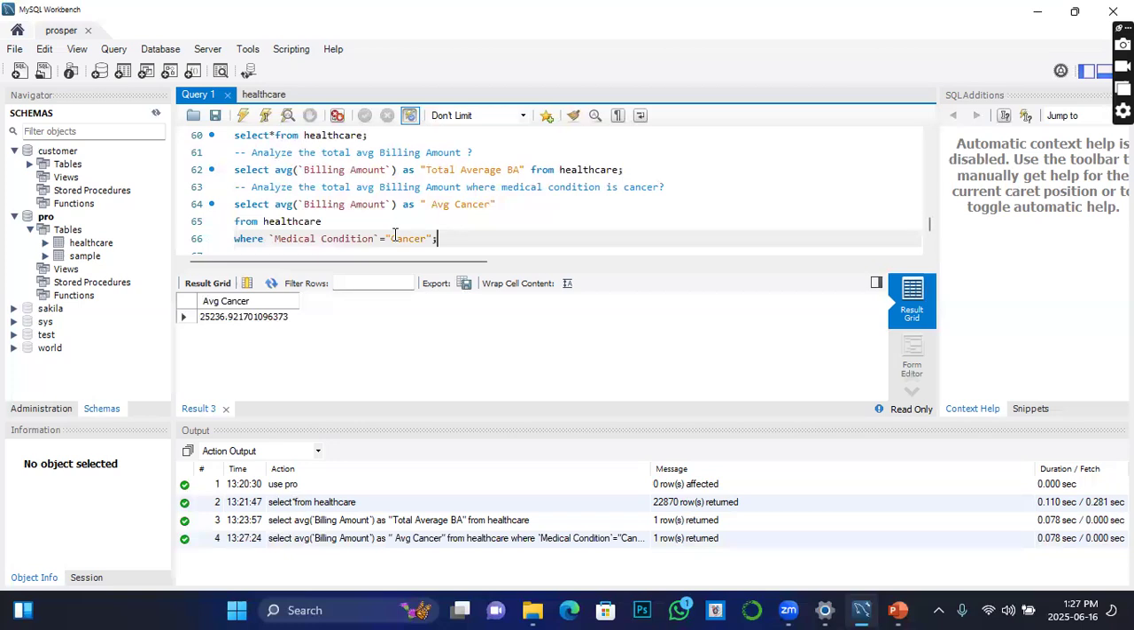Anytime it does not work, you should know that maybe your order is wrong. So it wants you to specify the table before defining the condition. That is what happened now.